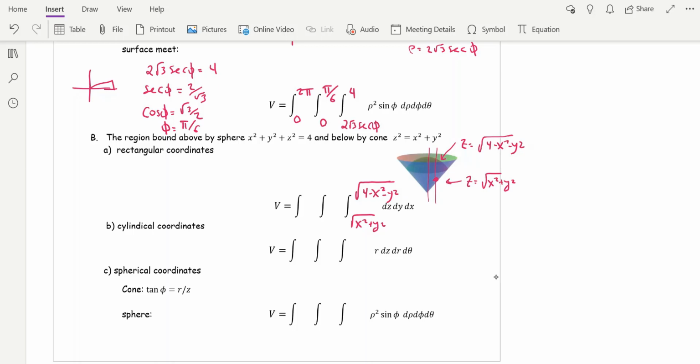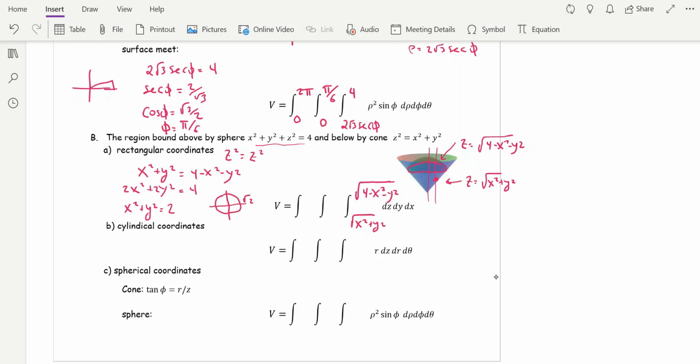Okay, so for what values of x and y do we have those lines going through the solid? Well, we need to find out where these surfaces meet that circle and project it onto the xy plane. So I could set z equal to z, but I'm going to set z squared equal to z squared because this equation is already solved for z squared. So I'm going to set x squared plus y squared equal to, if I solve this for z squared, I get z squared is 4 minus x squared minus y squared. So that gives me 2x squared plus 2y squared equals 4, which is x squared plus y squared equals 2, which is a circle of radius root 2.